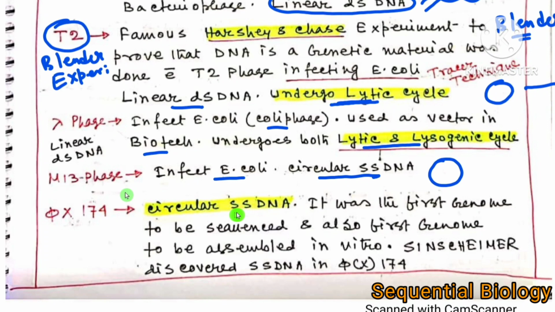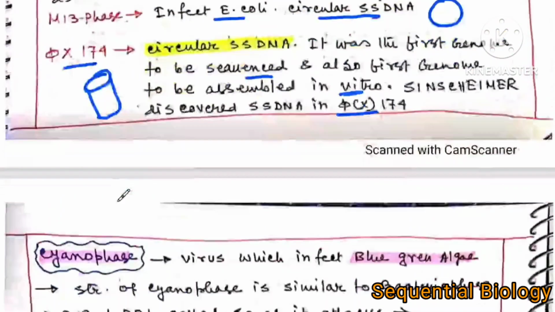Another bacteriophage which also possesses single-stranded DNA is ϕX174 bacteriophage. It also has circular single-stranded DNA like M13 phages. It was the first genome to be sequenced, and also the first genome to be assembled in vitro. In vitro means outside the body of an organism, that is, in a test tube. Sinsheimer discovered single-stranded DNA in ϕX174 bacteriophage.